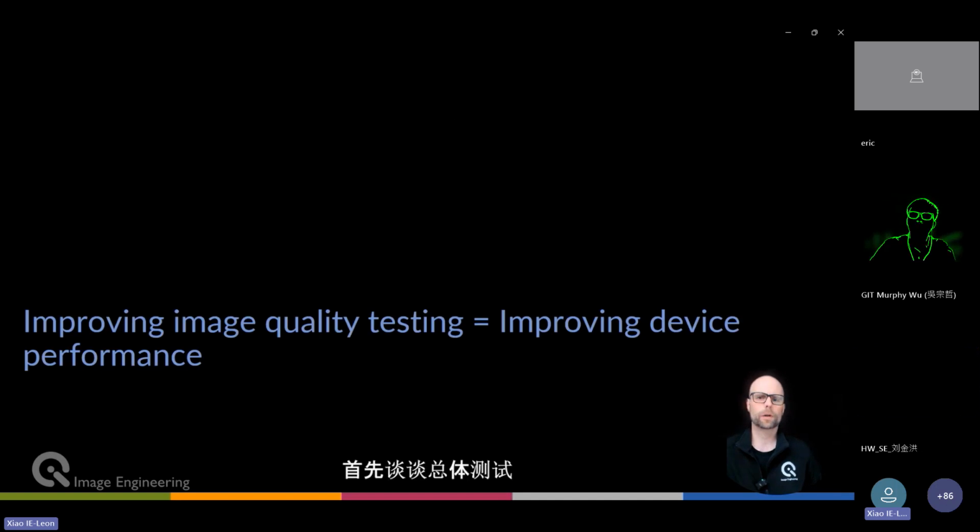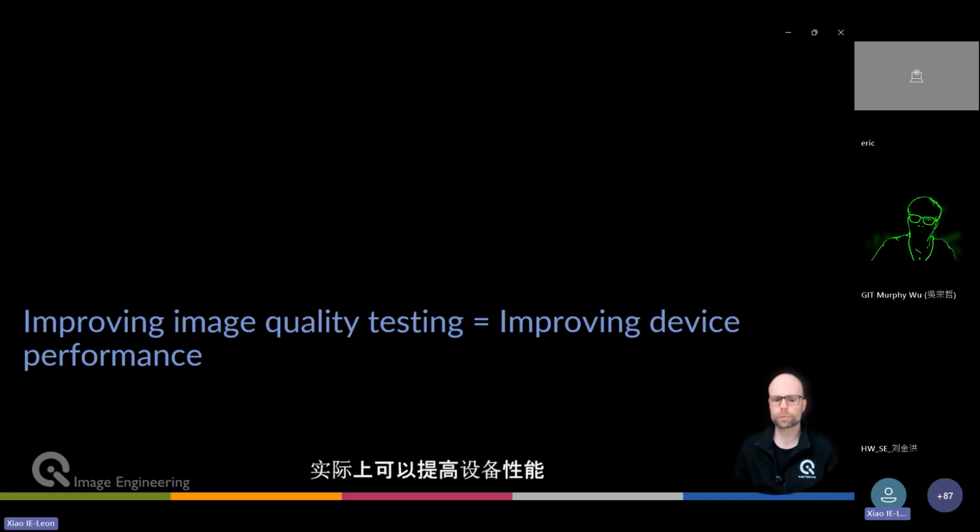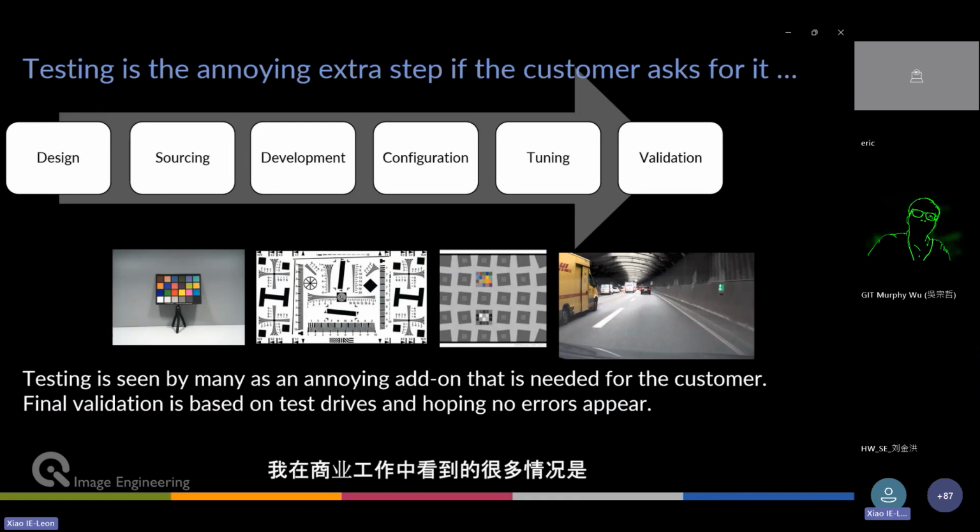But first, some words about testing in general. If you improve your testing, you can actually improve the device performance. What do I mean by that? What I have seen a lot in my business work is that many engineers see the testing of the camera as an annoyance, an extra step that the customer asks for. And this is only needed for the final validation, and then they drive around with cameras in the car and then hope that nothing happens.